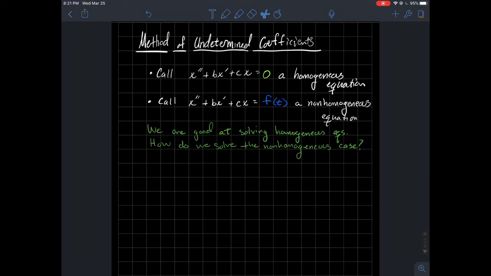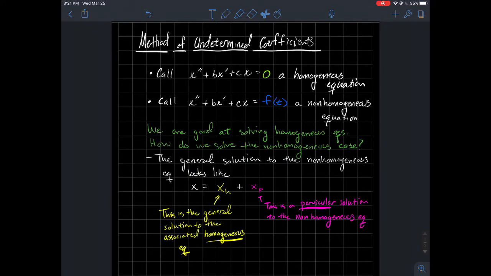There are different ways to do it, but as the title of the section suggests, we're going to look at the method of undetermined coefficients in order to do that. Before I get more into that, the general solution to the non-homogeneous equation will look like the solution to the associated homogeneous one, which I'm calling xh here in yellow, plus xp, which is a particular solution to the non-homogeneous equation.